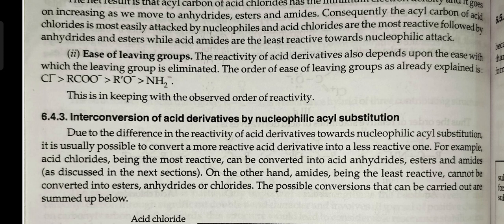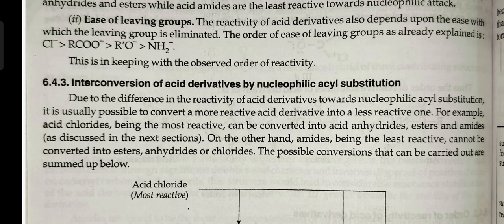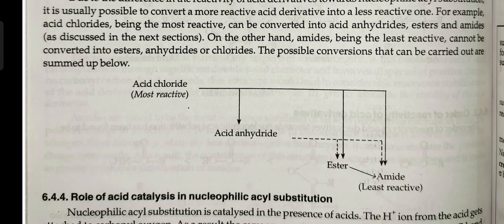Due to the difference in the reactivity of acid derivatives toward nucleophilic acyl substitution, it is usually possible to convert a more reactive acid derivative into a less reactive one. For example, acid chloride, being the most reactive, can be converted into acid anhydride, ester, and amides, as discussed in the next session. On the other hand, amides, being the least reactive, cannot be converted into esters, anhydrides, or chlorides. The possible conversions that can be carried out are summed up below.